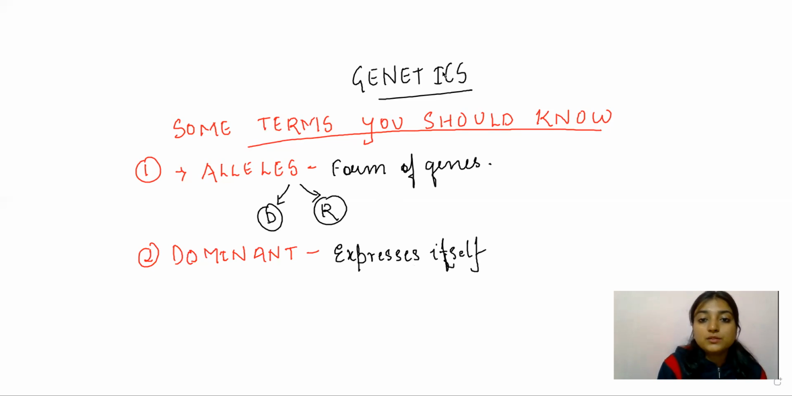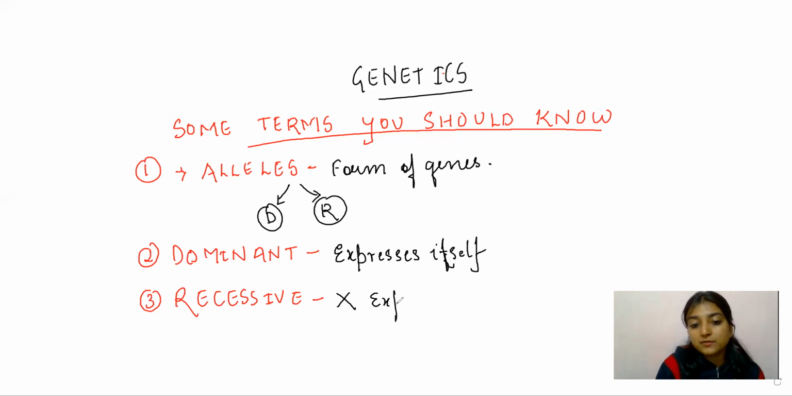The third term is recessive. It is just the opposite of the dominant one, that it does not express itself.